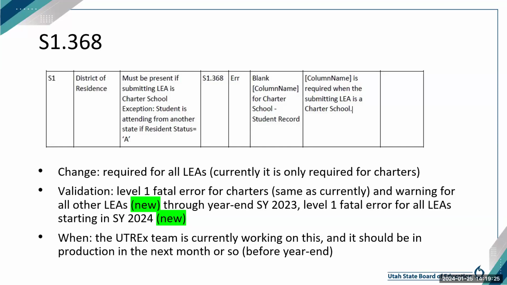For charters, it stays the same. It's still an error, and this specific validation is just that it has to be present. It can't be blank. For districts and everyone besides charters, it will be triggering soon. The UTrex team is currently working on it, so we're hoping it will be out in production in the next month or so, but it should only be a warning. Charters, it will still be an error. And after July, when UTrex rolls over, it will be an error for everybody. All right, next slide.